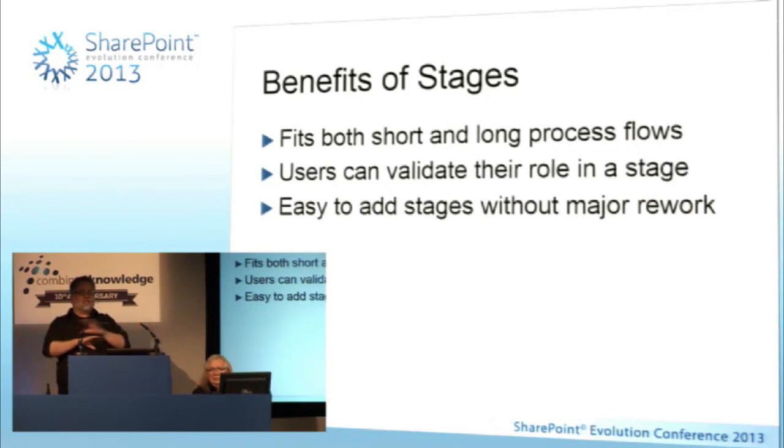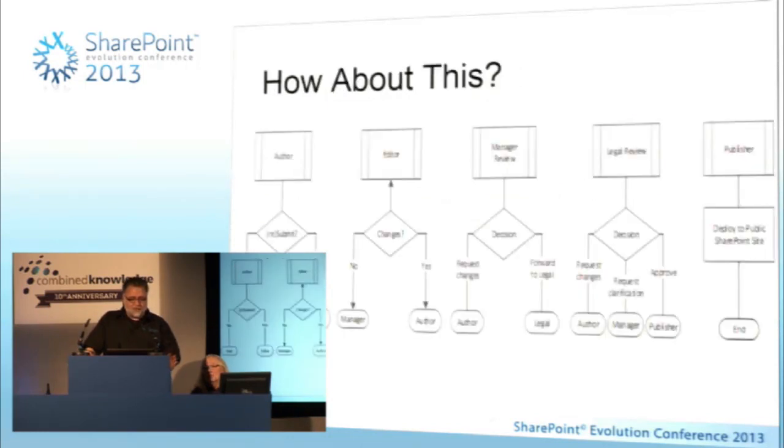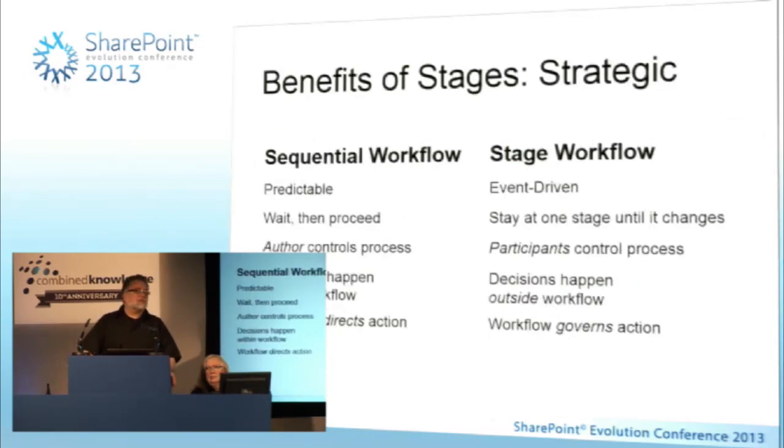Very rarely does everyone involved in a process understand the whole process. If you model things in stages, you don't need someone to understand the whole process. It might be nice if someone eventually did, but you can build it up out of chunks, and that's nice. And you can add extra stages without doing major rework. Like, how about this? I added an extra step here for an editor to get involved and make sure that the writing is better. That's really nice stuff. Strategic benefits of stages.